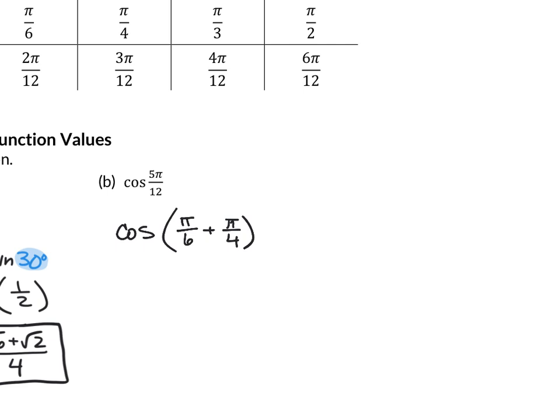Okay. So again, this becomes our A angle. This becomes our B angle. And we can fill out our formulas. For cosines, cosine goes first. This is cosine of pi over 6 times the cosine of pi over 4. Do I put a plus or a minus? Minus. Very good. And then sine of pi over 6. Sine of pi over 4. Again, this is just our A angles and our B angles.